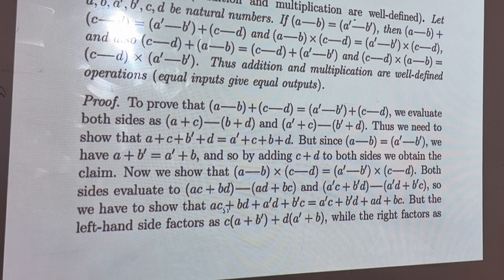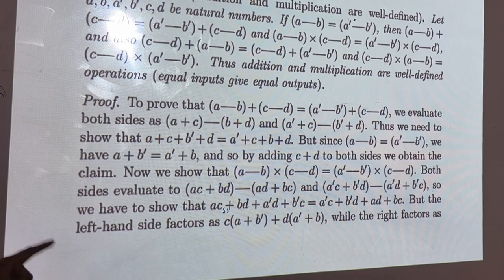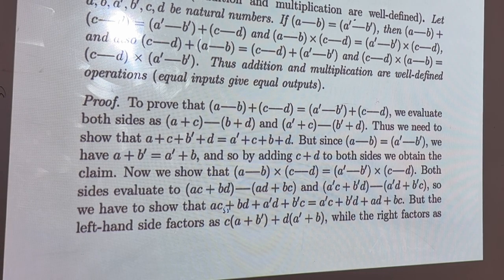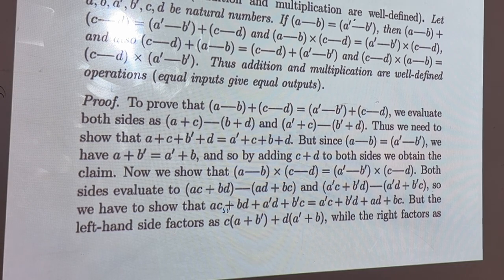(A minus B) times (C minus D) is equal to (A' minus B') and (C minus D). Both sides evaluate. Here you get AC plus BD minus (AD plus BC). Over there you get A'C plus B'D minus (A'D plus B'C). So these two must be the same. Then you get AC plus BD plus A'D plus B'C on the left, and on the right hand side A'C plus B'D plus AD plus BC. Are you following?